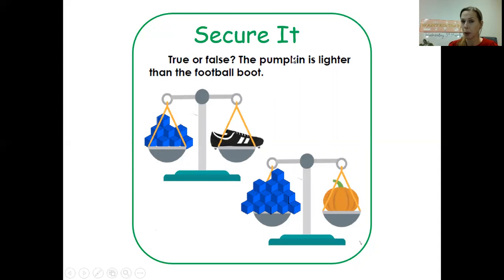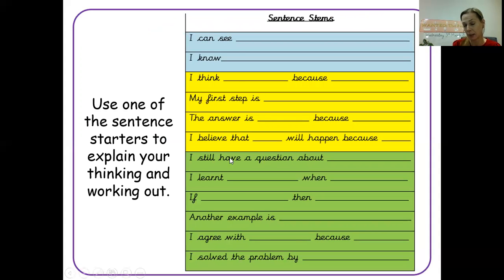True or false? The pumpkin is lighter than the football boot. There are more cubes here, so I would advise counting them very carefully. Looking at the scales, what position are they in? And then you can use a sentence stem like, if the pumpkin weighs this amount of cubes and the football boot weighs this amount of cubes, then is it true or false that the pumpkin is lighter than the football boot? And here are the sentence stems in case you want to choose a different one. You can use it to help you explain how you know the answer is what you think it is.